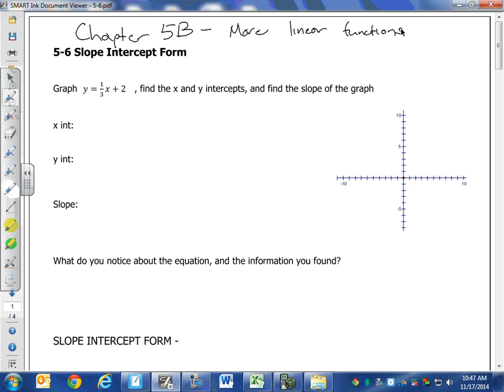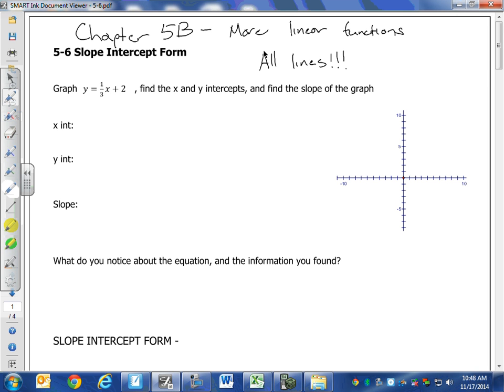So all of the equations that we're going to be dealing with, all of the graphs that we're going to be looking at, are all lines. If we are graphing something that looks like a U or a V or something curly, we're probably not graphing the correct thing. Okay?